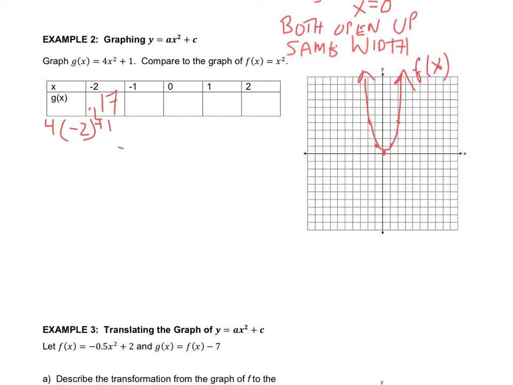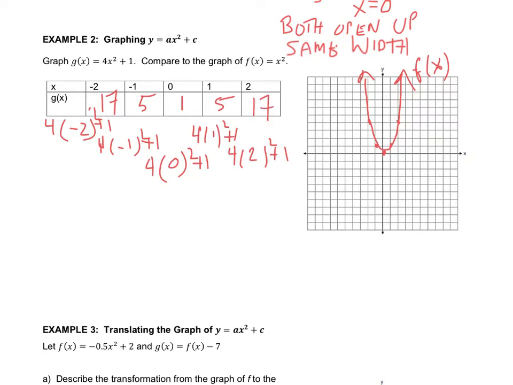When I move on to the second one, negative 1 squared times 4 plus 1. Negative 1 squared is 1 times 4 is 4, plus 1 is 5. The next one, when I plug in a 0 and I square it and then multiply it by 4, I get 0, plus 1 is 1. When the 1 goes in, now I'm going to do 1 squared, which is 1, times 4 plus 1, which is 5. And then 2 squared is 4, times 4 is 16, plus 1 is 17.